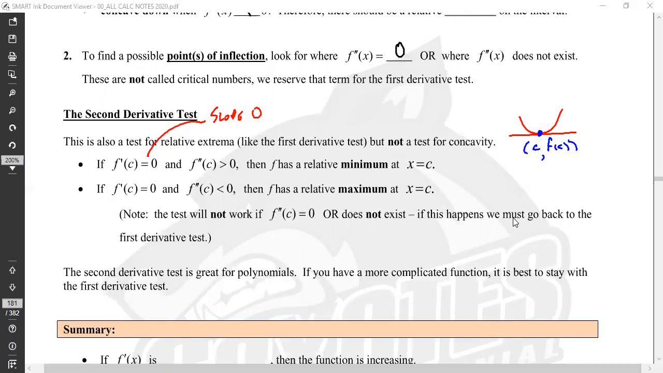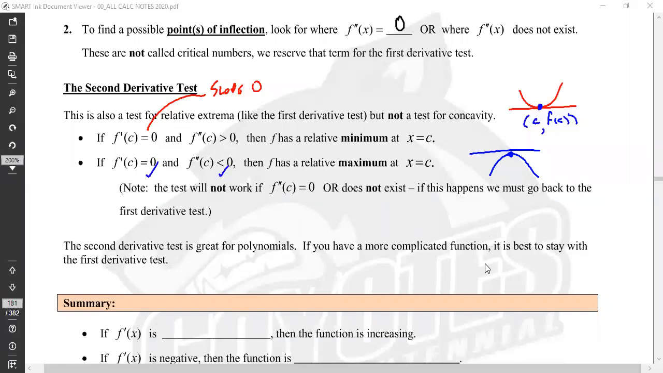So we will have a minimum where we have positive concavity, or where we have concave up, and we have a flat point if we have a slope that is 0. If your slope is 0 and the second derivative is less than 0, therefore it is concave down. It's going to, of course, have a maximum at c if it has a slope of 0 at that point and is concave down. Note, the test will not work for f double prime of c is 0 or does not exist. If this happens, we have to go back to the first derivative test.